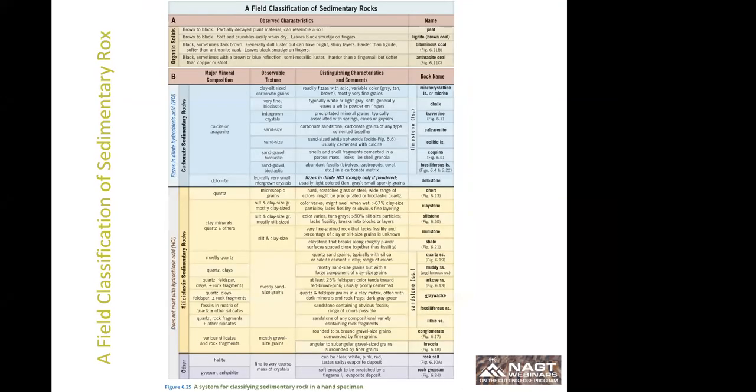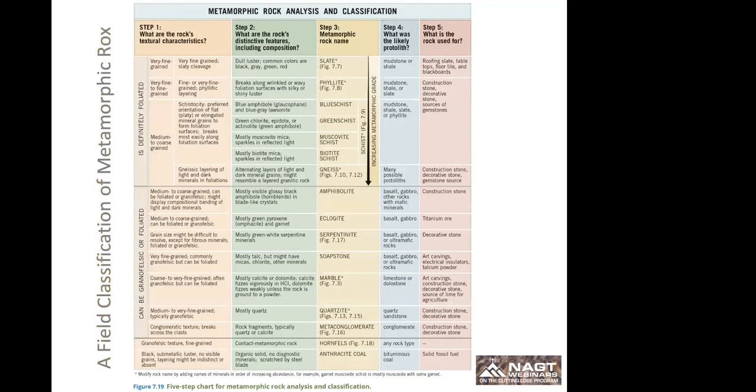The sedimentary rock ID tables include categories for organic solids, peat to coal, carbonate rocks, silicic and siliciclastic rocks, and an other category for rock salt and rock gypsum. The metamorphic rock ID chart has a three-step identification process and includes information about likely protoliths and how we use the rock. Anthracite coal makes an appearance in this chart by popular demand.